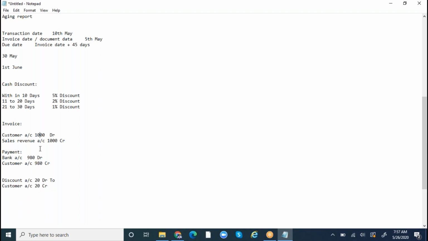To match this 1000, we need to nullify. The customer balance should already be paid. Even at the time of invoice it is 1000, but the customer has paid 980. The 20 will be posted once again by posting discount account debit to customer account credit. Making sense? Any doubt here? This is a related voucher.